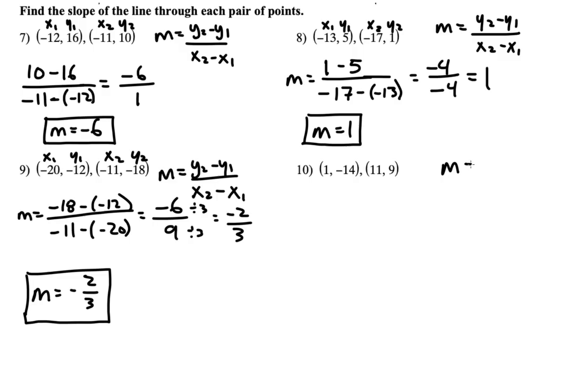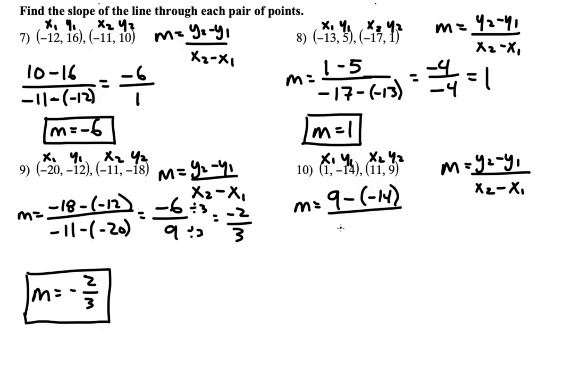And then our final problem for slope is, once again, same formula. Our definition of slope is rise over run, or difference of y's over difference of x's. So y2 minus y1 over x2 minus x1. I'm going to call this x1, y1, x2, y2. And so I'm going to plug that in. y2 is 9, y1 is negative 14. x2 is 11, x1 is 1.